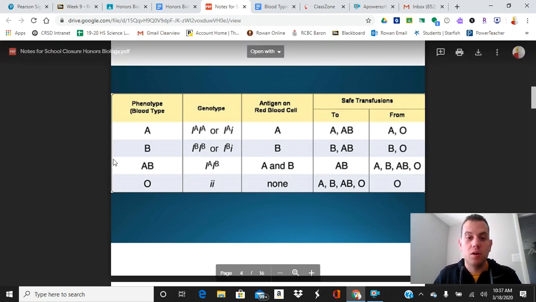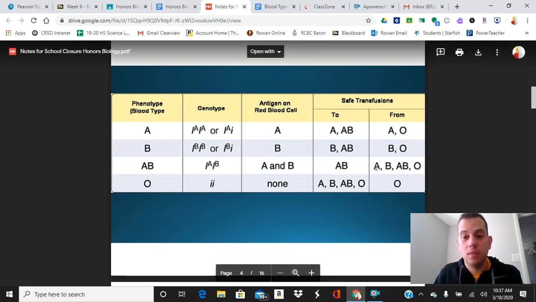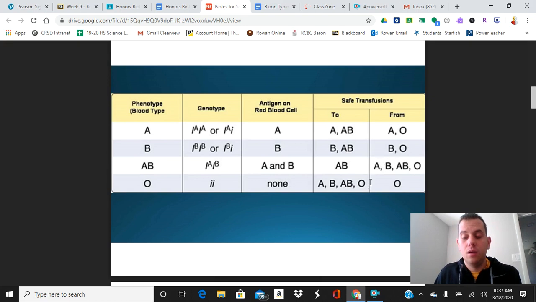Same thing with B. You can be homozygous or heterozygous for B. AB, you're codominant. You have A and B antigens on your red blood cells. And here you can see that O is in fact the universal donor, and AB is the universal recipient blood. All right, so you'll see some little questions about that on that quiz next week, which I will talk about then.